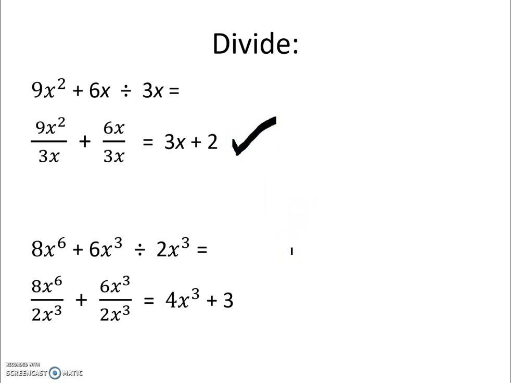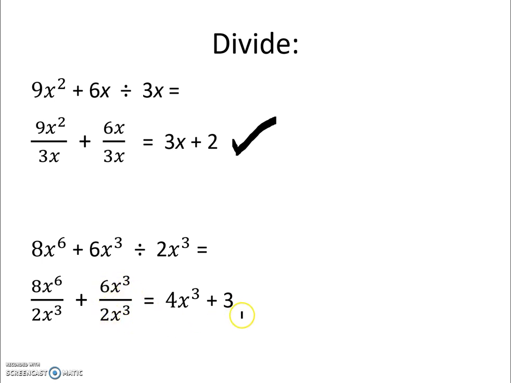Our second example is 8x to the 6th plus 6x cubed divided by 2x cubed. Again, we rewrite each term over 2x cubed because we are dividing by 2x cubed. 8 divided by 2 is 4. X to the 6th divided by x cubed is x cubed. Then 6x to the 3rd divided by 2x to the 3rd.